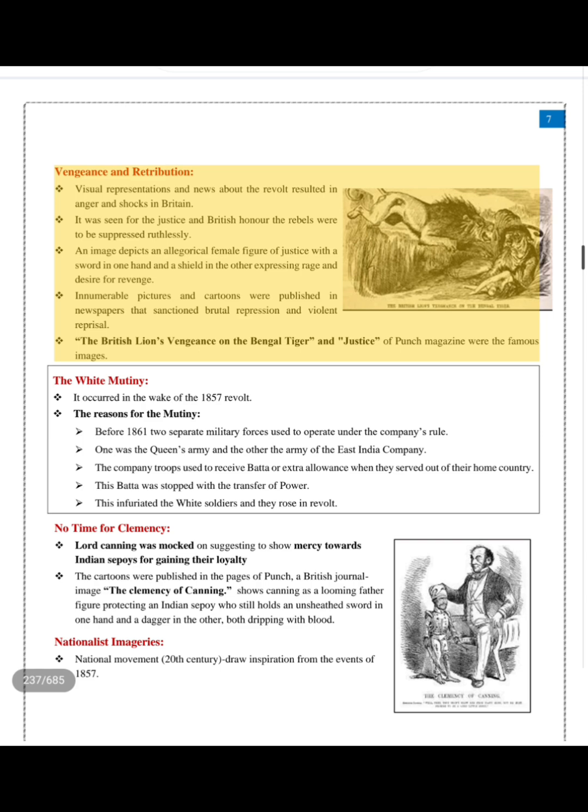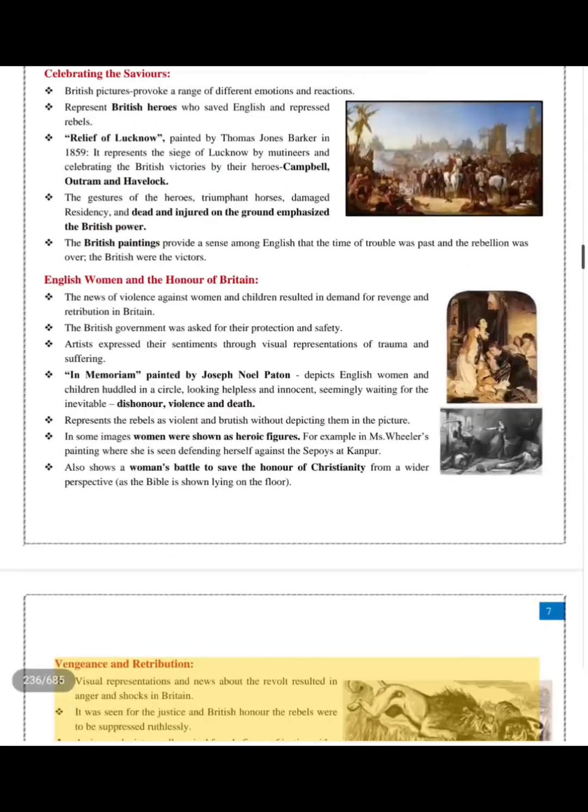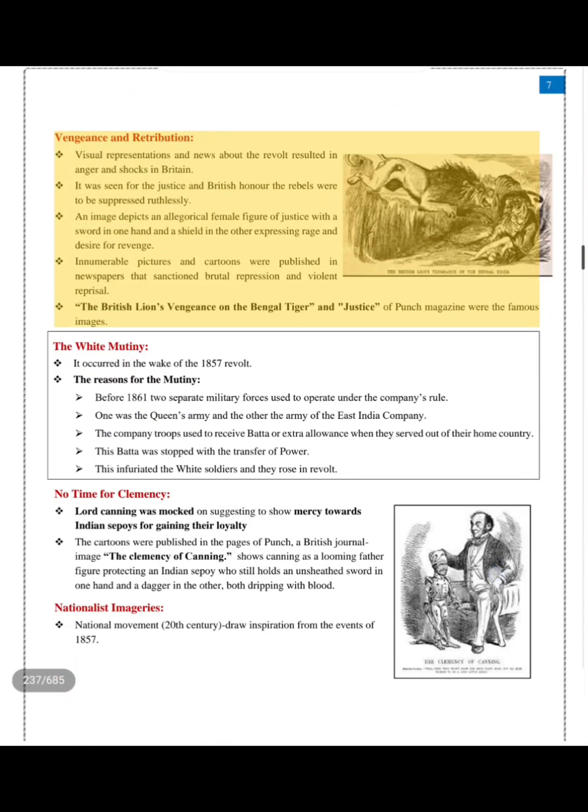7. Vengeance and retribution. Visual representations and news about the revolt resulted in anger and shock in Britain. It was seen that for justice and British honor the rebels were to be suppressed ruthlessly. An image depicts an allegorical female figure of justice with a sword in one hand and a shield in the other, expressing rage and desire for revenge. Innumerable pictures and cartoons were published in newspapers that sanctioned brutal repression and violent reprisal. The British Lion's Vengeance on the Bengal Tiger, and Justice, of Punch magazine were the famous images.